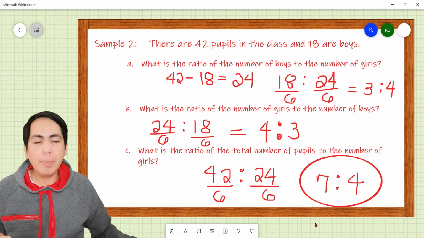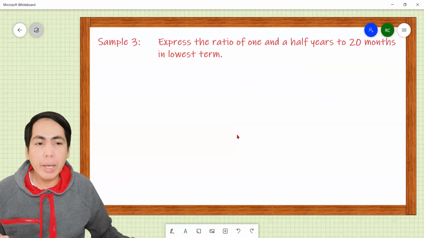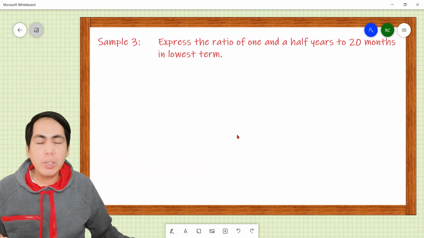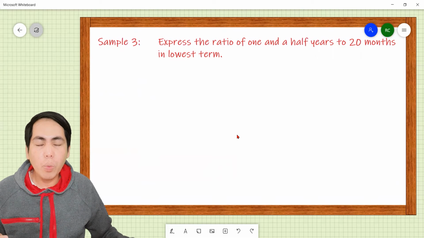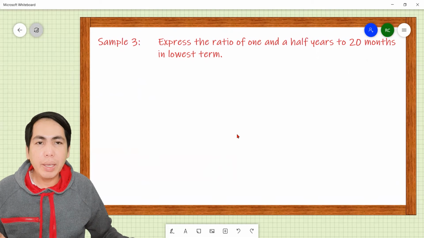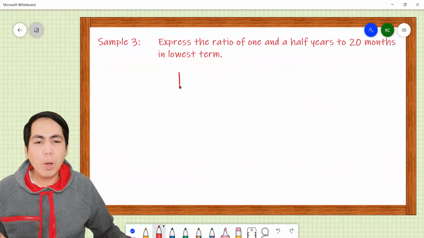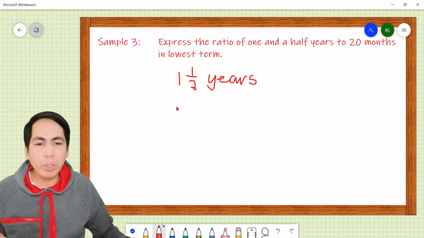So let us have sample number 3. Express the ratio of 1.5 years to 20 months in lowest term. So unlike samples 1 and 2, in which the units are not given, number 3, the units are given and the units of the 2 terms are not the same. Because the first term is 1.5 years, while the second term is 20 months.